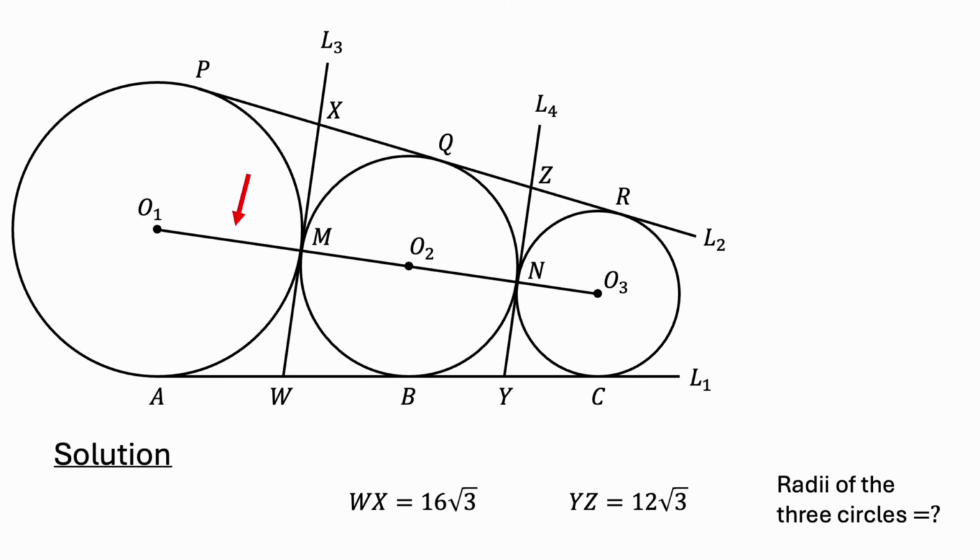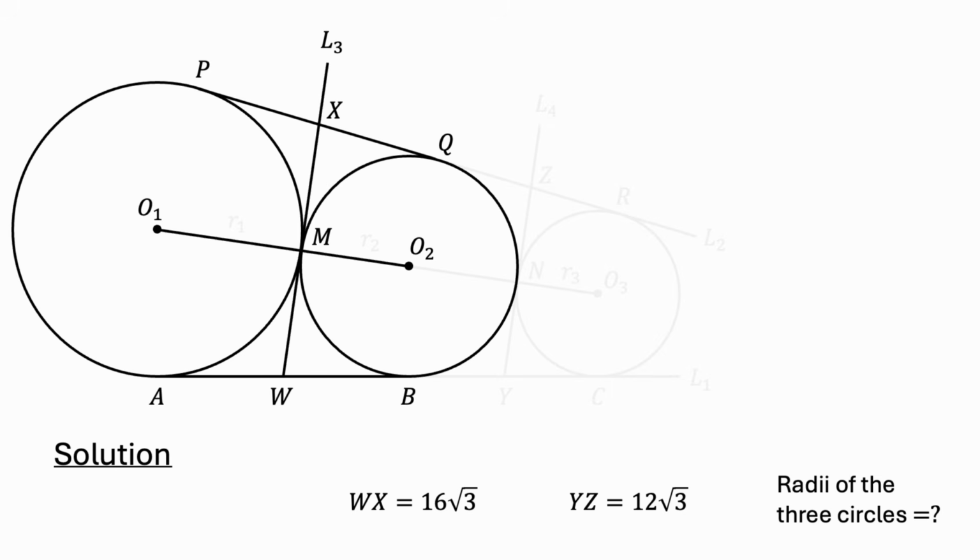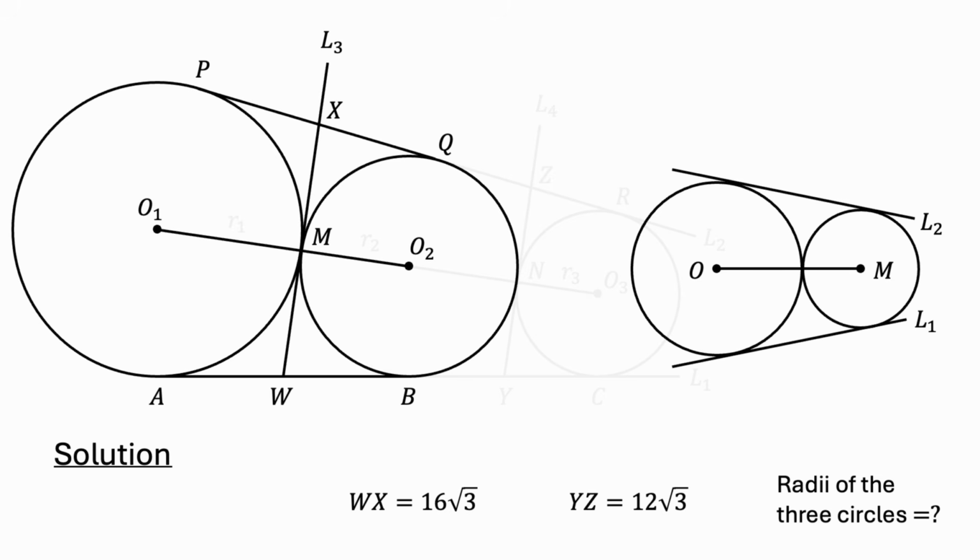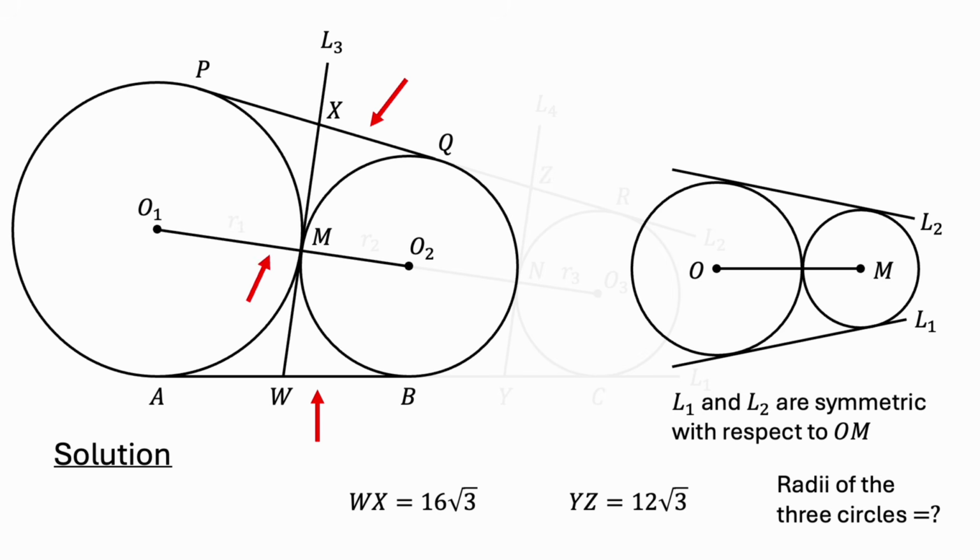First, let us call the radius of the large circle R1, the radius of the medium circle R2, and the radius of the small circle R3, and then consider this part of the diagram. Recall that if lines L1 and L2 are common external tangents to two circles with centers O and M, then L1 and L2 are symmetric with respect to OM. Since PQ and AB are common external tangents to the large and medium circles, they are symmetric about O1O2. Therefore, by symmetry we have MX equals WM.